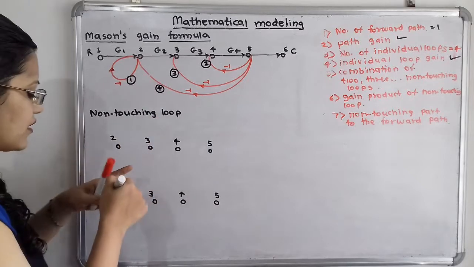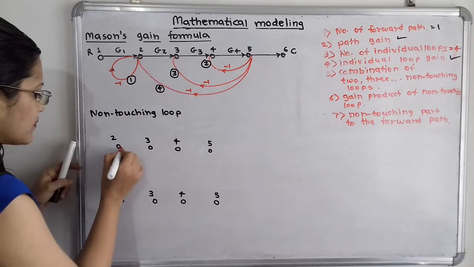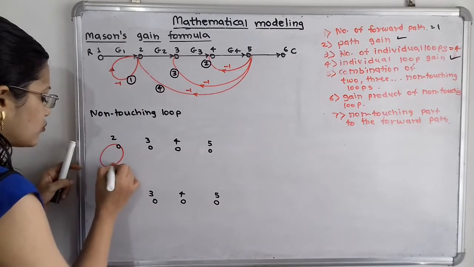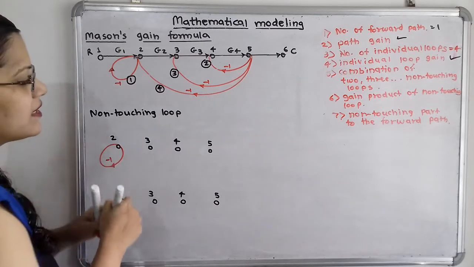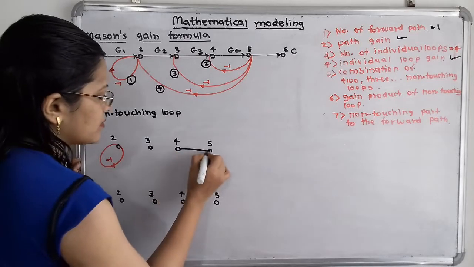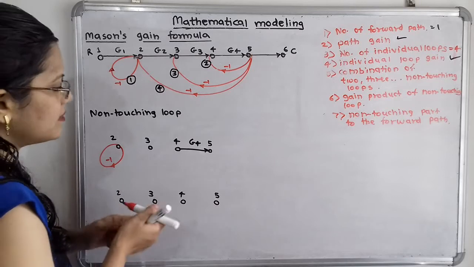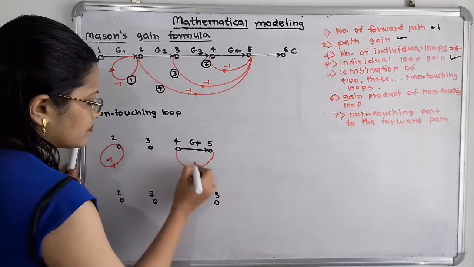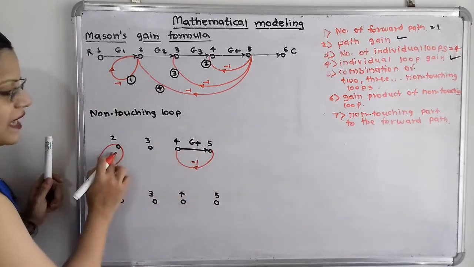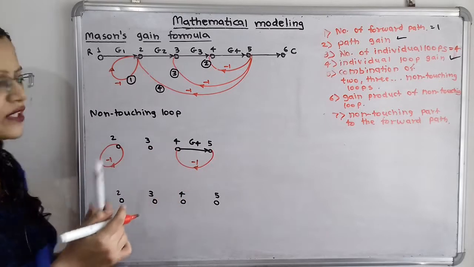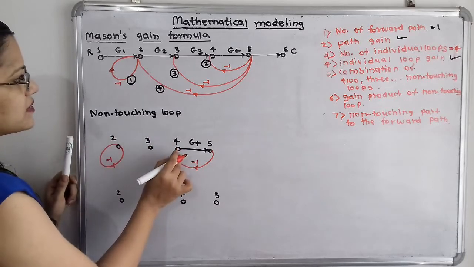So I will show here these loops. That is at node 2 I will show here the first loop, and I have to show gain, that is -1. Then in between node 4 and 5 there is second loop. So I will show here G4 and for loop second I will show -1. So these 2 loops are not touching each other. So this is the first combination. So this is the loop 1 and this is the loop 2.